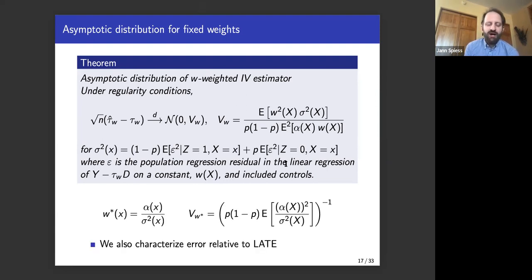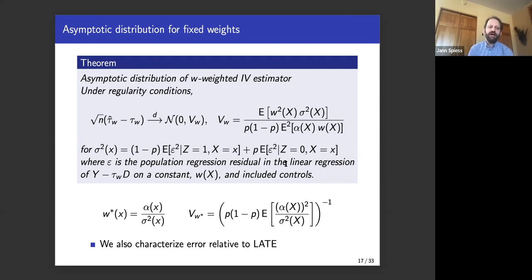And the answer is that the optimal weight that we should choose here in this general case, where we have not made any assumptions about the homogeneity of treatment effects or the homoscedasticity of regression residuals, is basically the compliance normalized by the variance of the residuals. So in other words, if you had information about compliance and you had information about the variance of residuals, the optimal way of achieving minimal variance here would be to choose a weight that trades off compliance on the one hand with variance on the other. And we can then also say what the resulting optimal variance is, and I have the expression on the slide here.